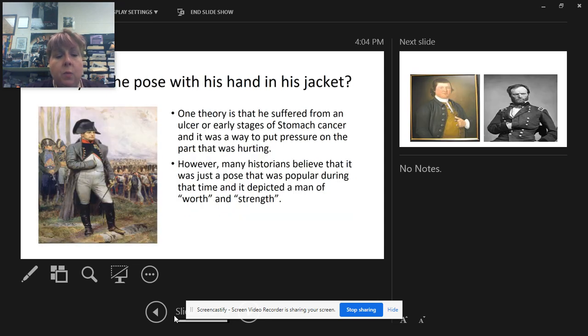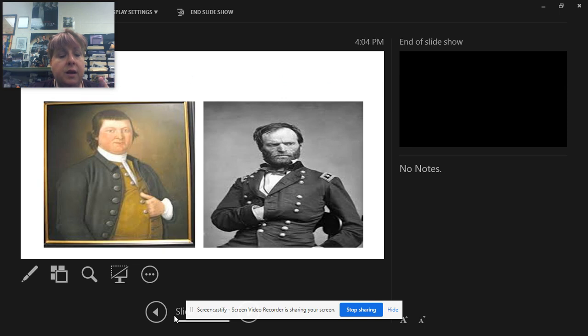And then we talk here about why he poses with his hand in his jacket. One theory is that he suffered from ulcer or early stages of stomach cancer, and that was a way to put pressure on the part that was hurting. But some historians believe that it was just a pose that was popular during the time, and it depicted a man of worth and strength. And then I've just found 2 portraits during that time of people who had their hands in their coats like that too. All right, so that is your video today of the rest of Napoleon.